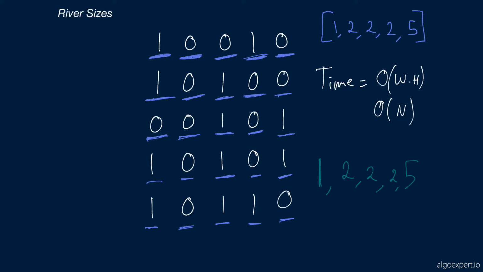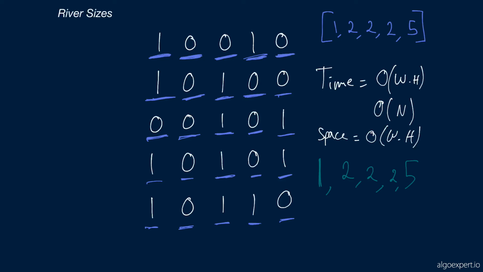So the time complexity is going to be O of n, where n is the total number of elements in the matrix, or O of W times H, where W is the width, the length of the row, and H is the height, the length of the columns. And the space complexity is going to be the exact same, O of W times H, because we're going to be building this auxiliary data structure, which is just going to be a matrix of the exact same size.